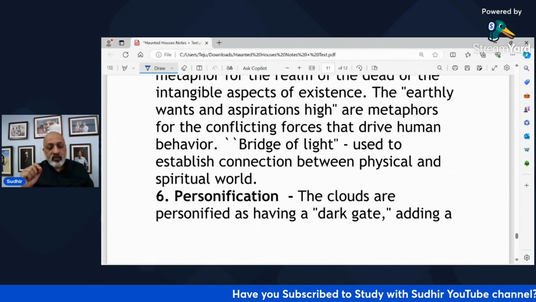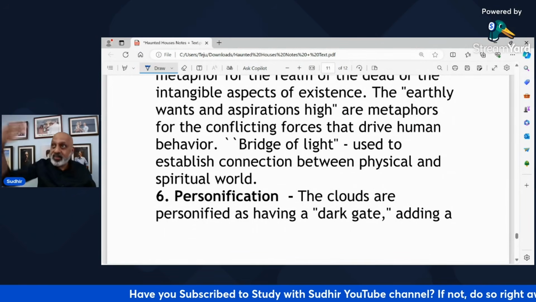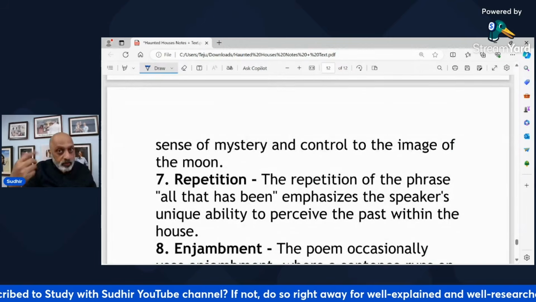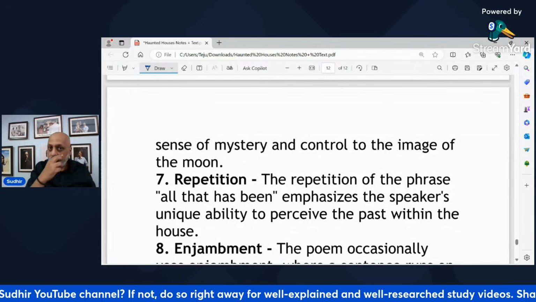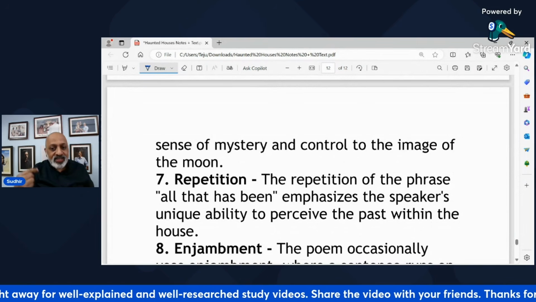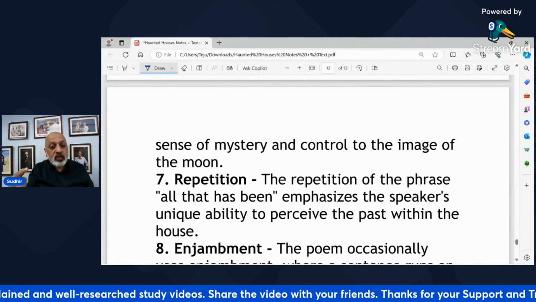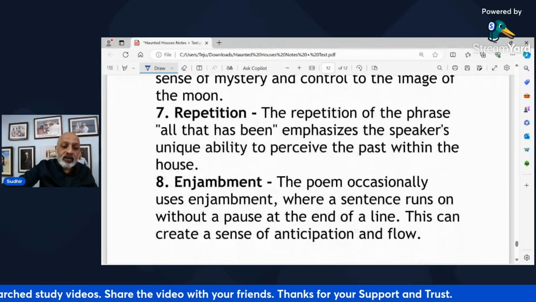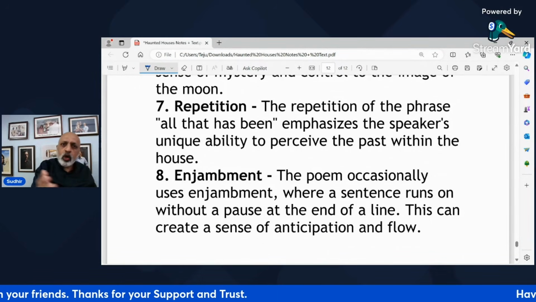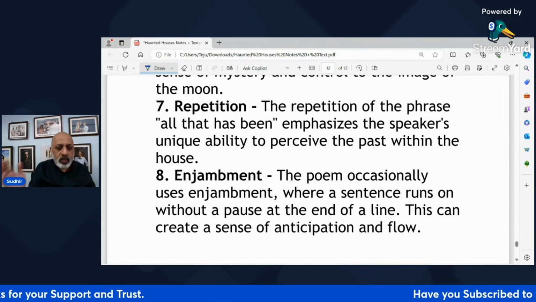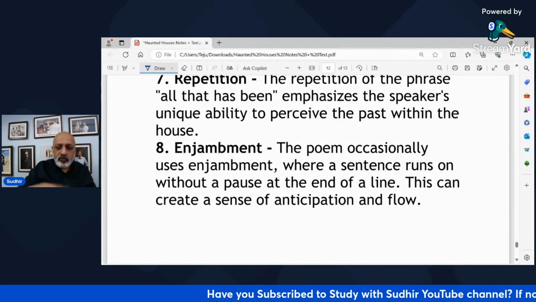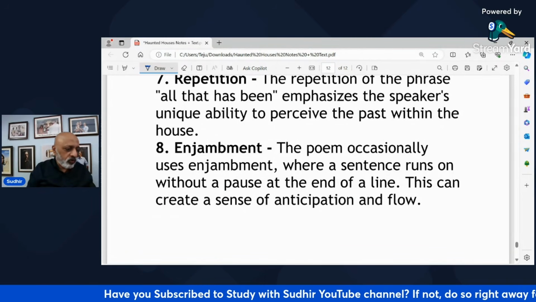Personification is another poetic device which has been used. The clouds are personified as having a dark gate, adding a sense of mystery and control to the mystery image of the moon. Repetition is another literary device used. All that has been emphasizes the speaker's unique ability to perceive the past within the house. Then finally, enjambment, which is where a sentence runs without a pause. It runs from one line to the other at the end of the line. And this can again create a sense of anticipation and flow. And this has been there in many parts of the poem.